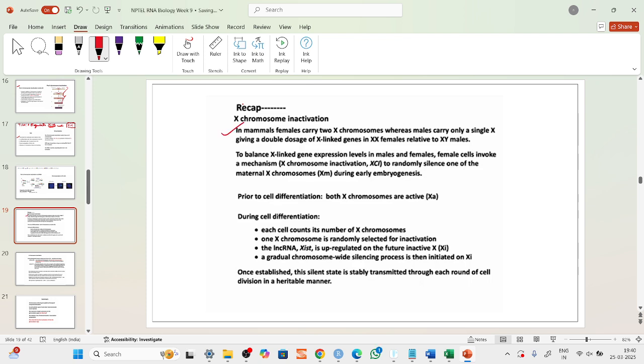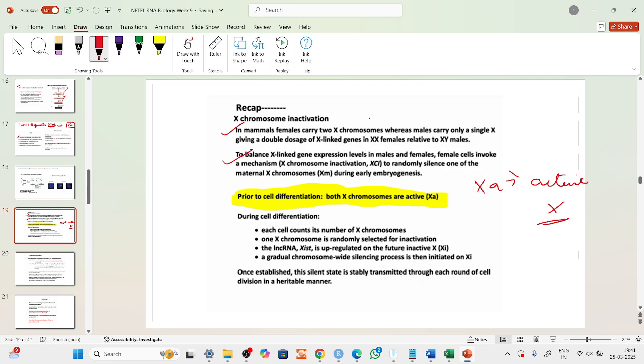So to balance X-linked expression levels in males and females, female cells use a mechanism known as X chromosome inactivation, to randomly silence one of the X chromosomes during early embryogenesis. Okay, this we have studied. Prior to cell differentiation, both the X chromosomes are active. You should remember this, it is important. XA means activated X.